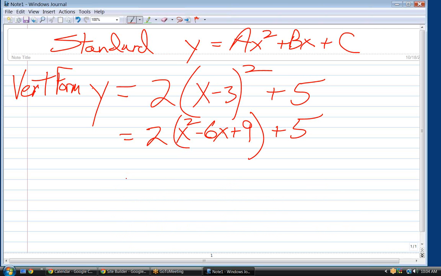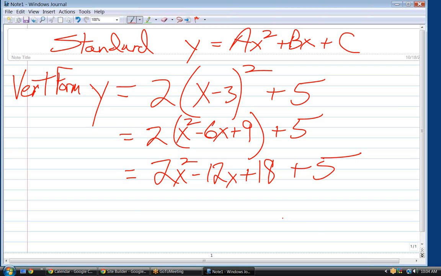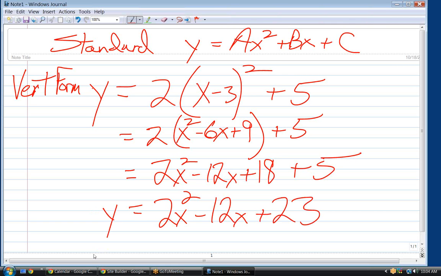Now what next? Now don't you multiply everything in the parentheses by 2? Yeah, you distribute the 2. In other words, we're still doing PEMDAS. We're still trying to get rid of the parentheses. And now finally, we're almost in standard format. We just have to combine our constants. There you have it.